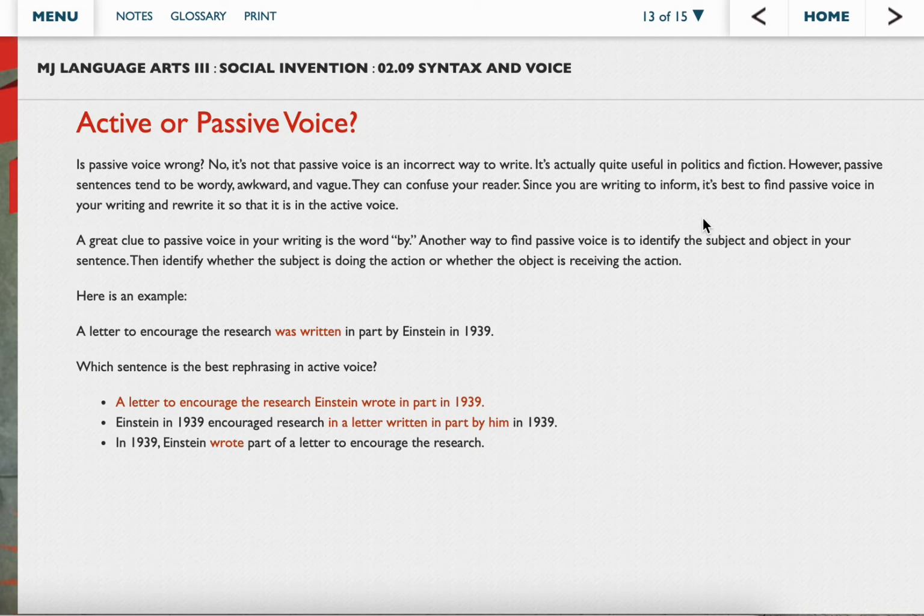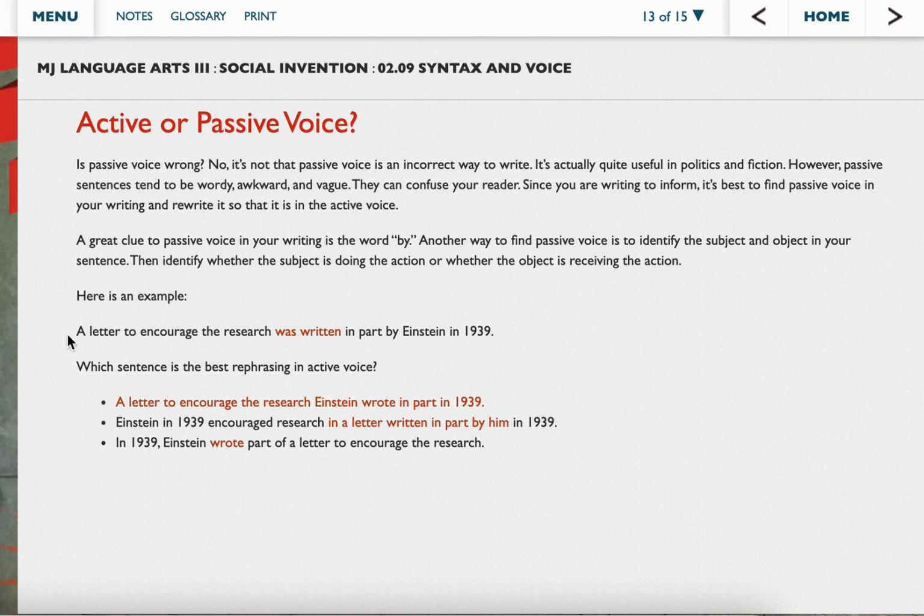Since you are writing to inform, it's best to find passive voice in your writing and rewrite it so that it is in active voice. A great clue to passive voice is the word by. Another way to find passive voice is to identify the subject and object in your sentence. Then identify whether the subject is doing the action or whether the object is receiving the action.